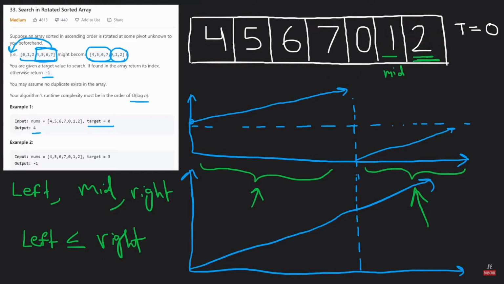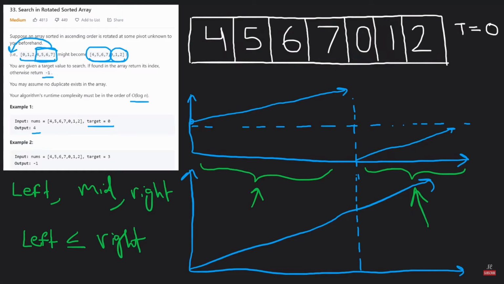But what if the opposite is true? What if our target is greater than 1, but it's less than or equal to 2? In that case, we only have to run binary search on the right portion of 1, every value to the right of 1, meaning we can eliminate all of these from consideration.